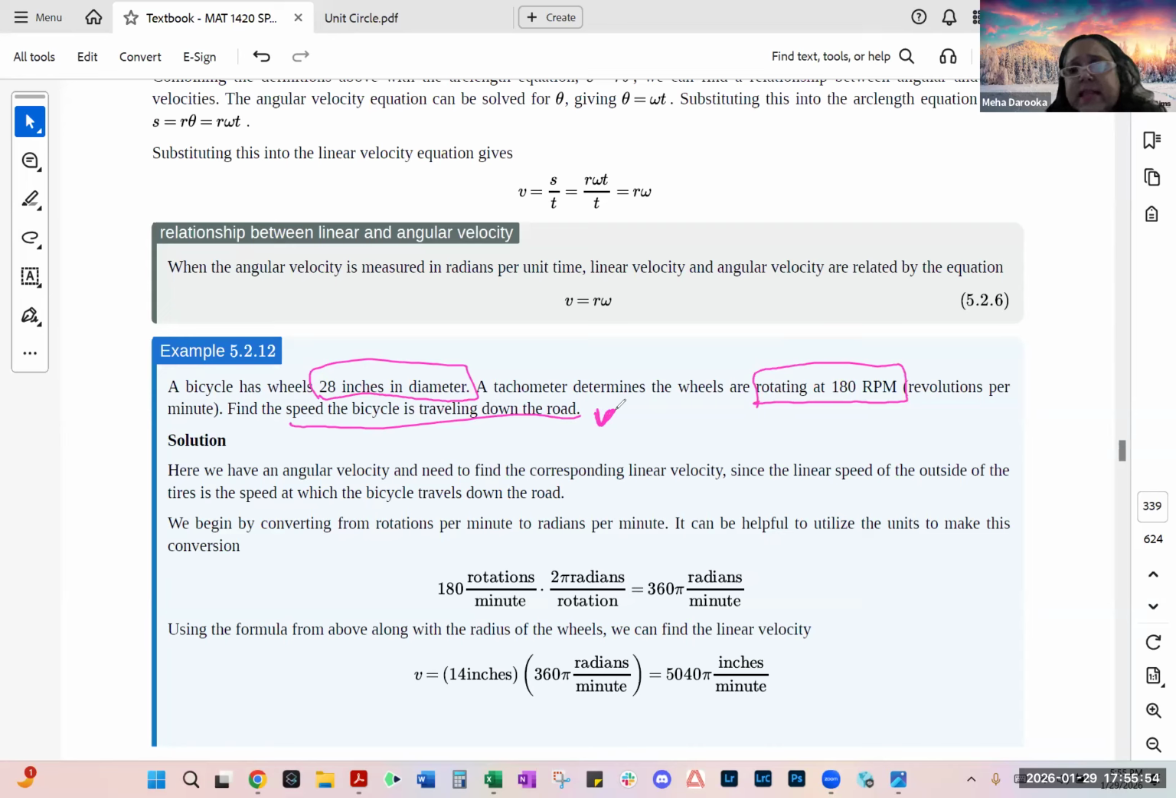The angular velocity is given to us because they are giving you the revolutions or rotations per minute. So we do have the angular velocity. We just have to convert it into a measure that we can use. So in this case, you are going to start by converting RPMs into radians per minute. And remember, the simple conversion here is that each revolution or each rotation is 2 pi, right? So that's the conversion we need to do first. You take your 180 rotations per minute and multiply it by 2 pi radians per rotation.